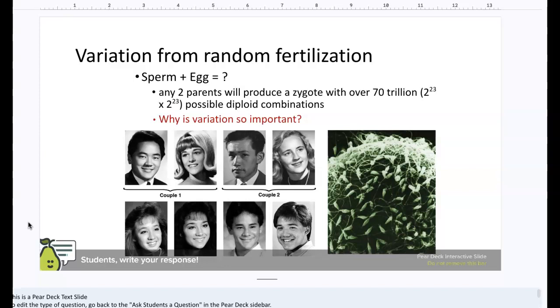It is huge. So if you guys could please take the time to answer why variation is so important, and then have a small discussion about that when you write it in your pair deck. And then we'll move forward to the last bit of the slides.